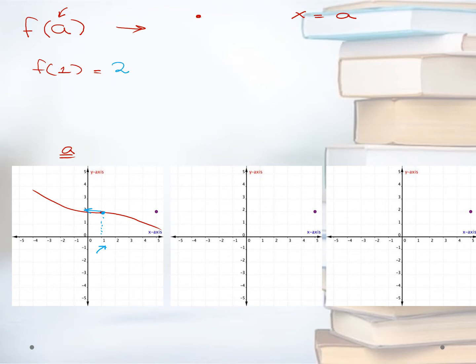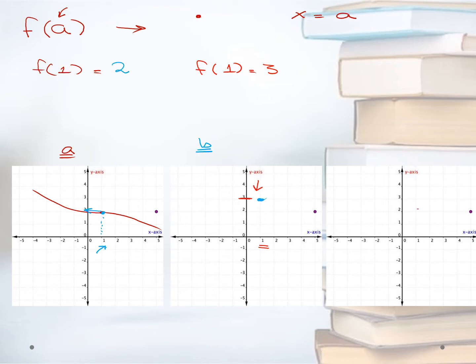Similarly, let's take this as the graph, and have a look at graph number B. Now tell me, in graph number B, what is f of 1 equal to? You will go to the 1, and read the included point, the shaded point, and the y value, that is equal to 3, and that is your answer.